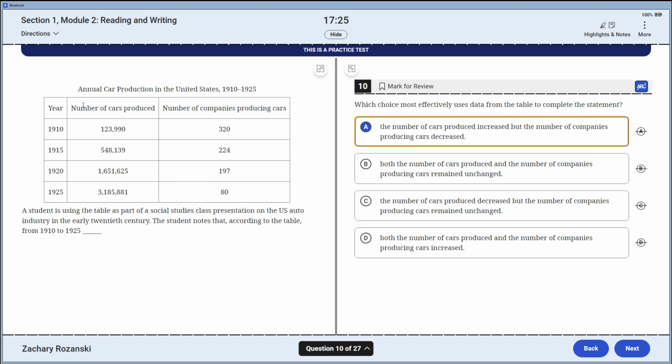That's true. The number of cars produced increased, but the number of companies producing cars decreased. That's true. I like it, but I'll check the other ones. From 1910 to 1925, we're speaking descriptively about what's happening to the numbers.